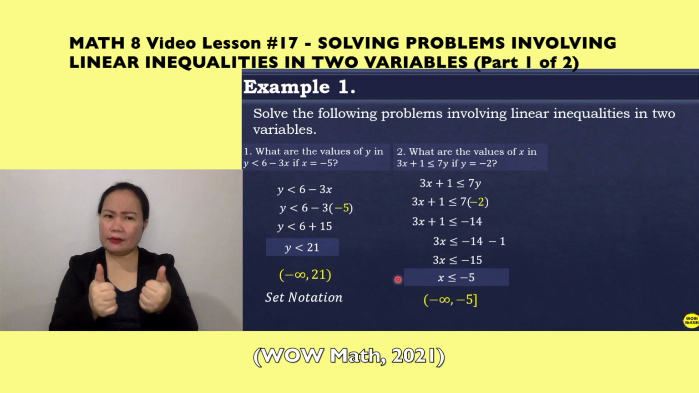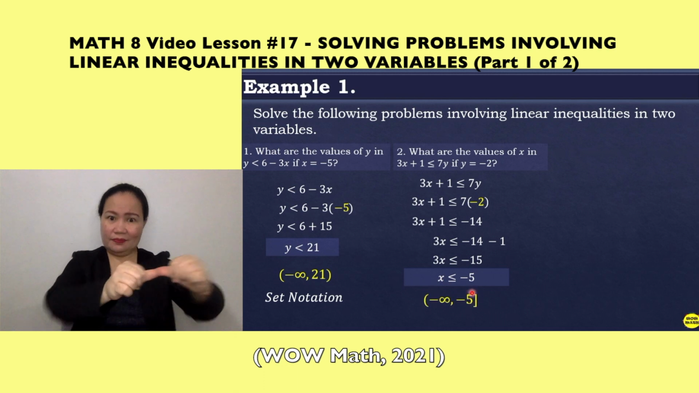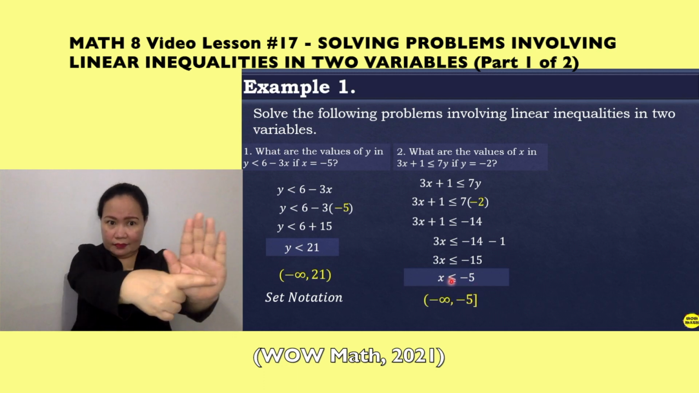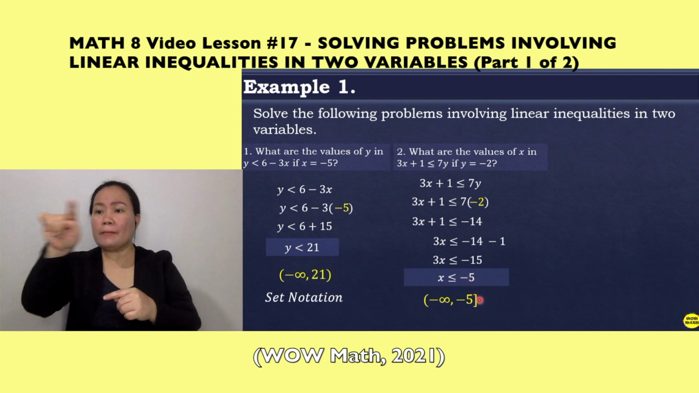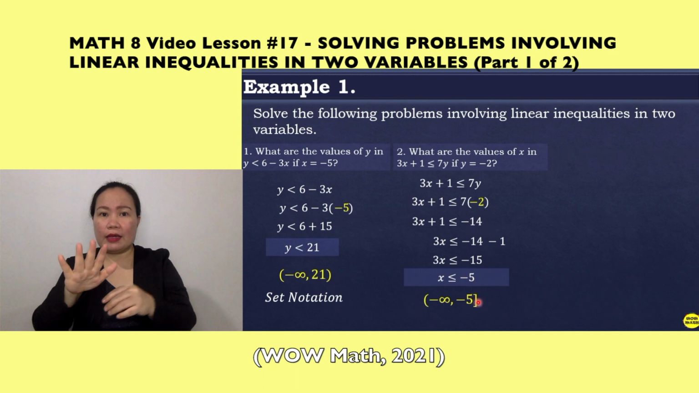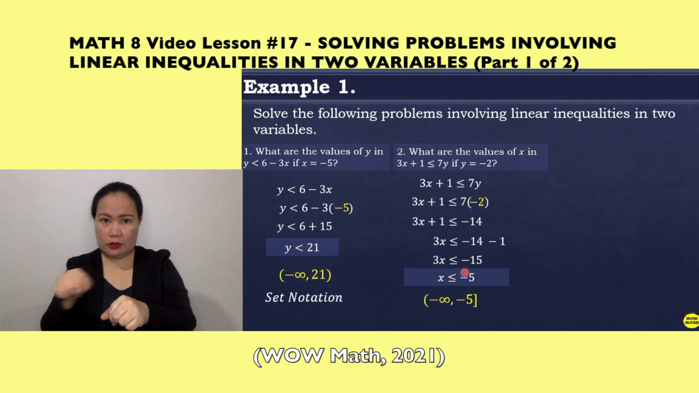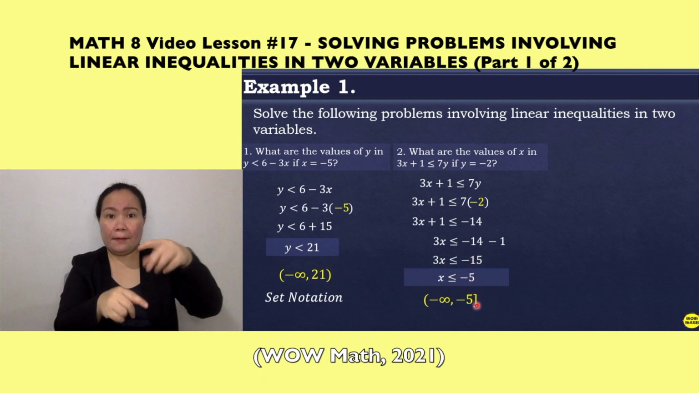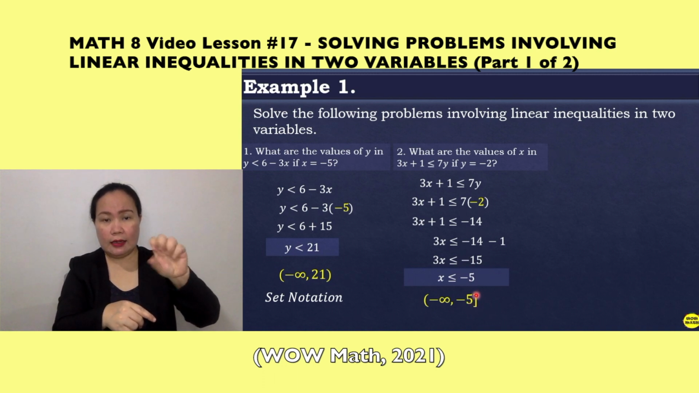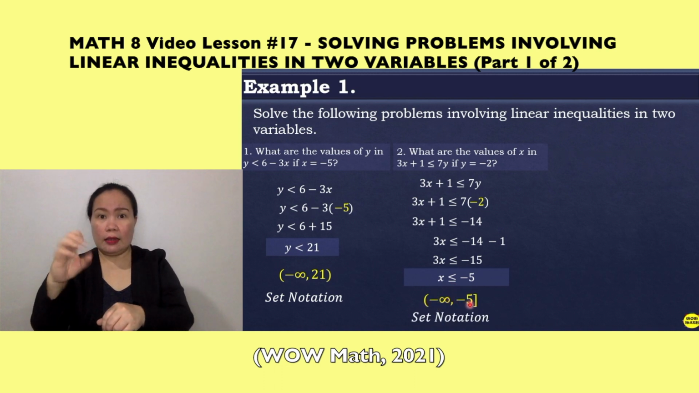Okay, so paano mo siya ilalagay? So from negative infinity up to negative 5. So as you can see, since may equal tayo dito, ibig sabihin kasama yung negative 5 natin. That's why I use brackets. Okay? So yun po ang gagawin. So kapag hindi siya kasama, you're gonna use a parenthesis. If the answer is included or part of the solution, you're gonna use bracket. Okay? So therefore, our set notation is from negative infinity up to negative 5. So kasama yung negative 5.